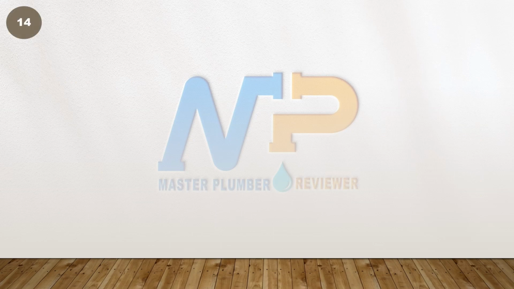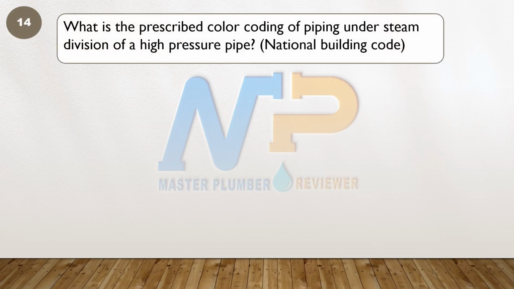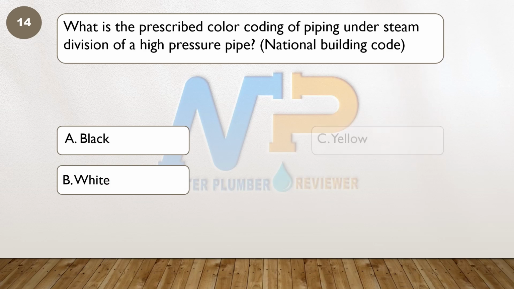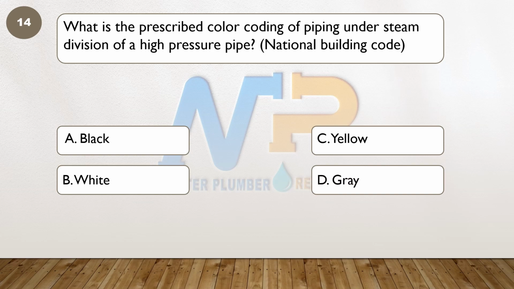Number 14. What is the prescribed color coding of piping under steam division of a high-pressure pipe? A. Black. B. White. C. Yellow. D. Gray. The answer. It's C. Yellow.